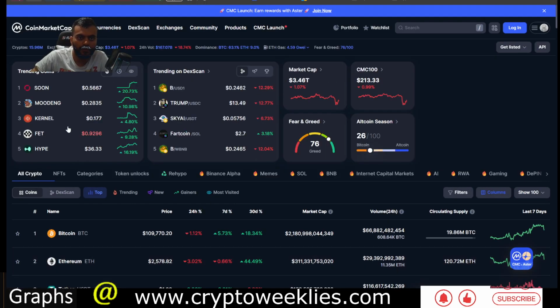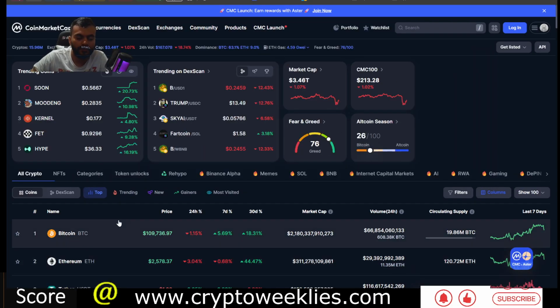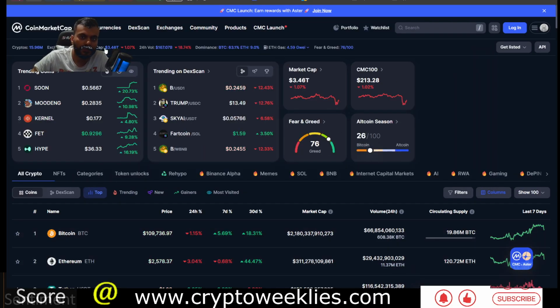You can see the overall market is down 1%, volume is down, and still the market cap is nowhere close to $4 trillion. It's still hovering between 3 and 4 trillion this late into the post-halving year. Fear and greed is at around 76 on this website, CoinMarketCap.